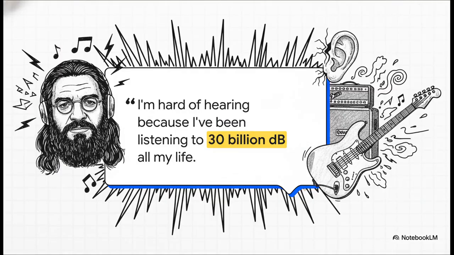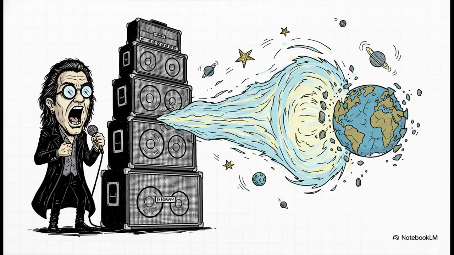And speaking of loud, you gotta love this story from rock legend Ozzy Osbourne. He famously claimed that his hearing loss was from being exposed to 30 billion decibels over his career. It's a legendary rock and roll line for sure. But, just for a little bit of context, a sound level of 30 billion decibels would have enough energy to, well, destroy the entire known universe. So maybe a slight exaggeration on Ozzy's part.